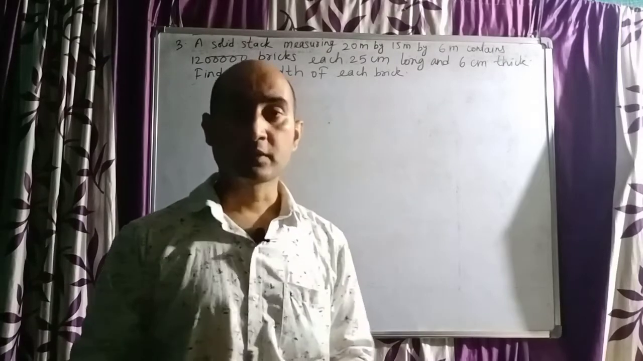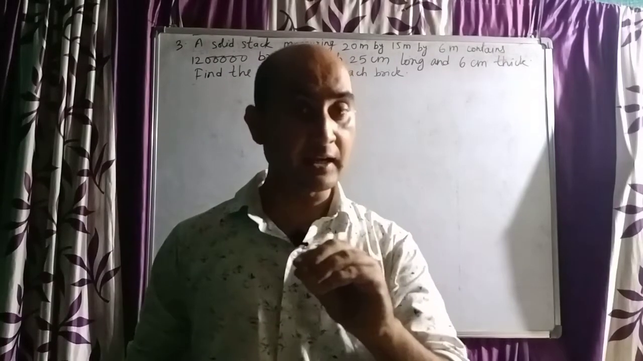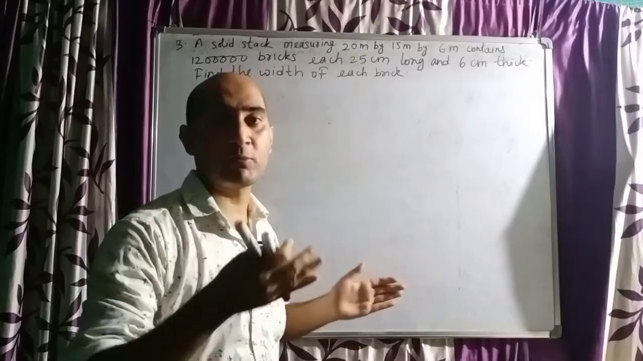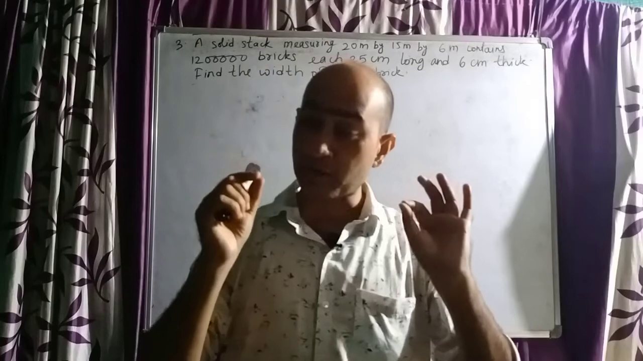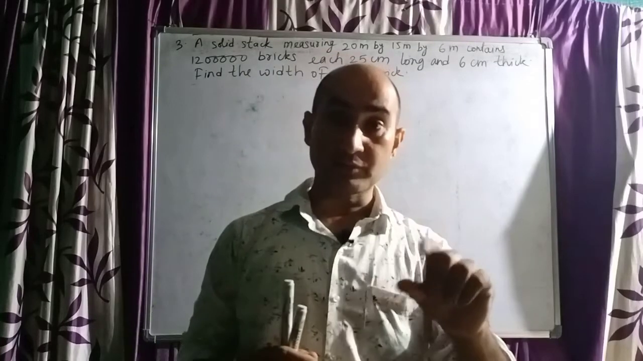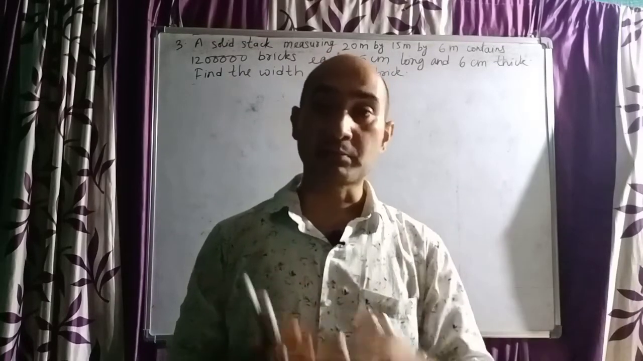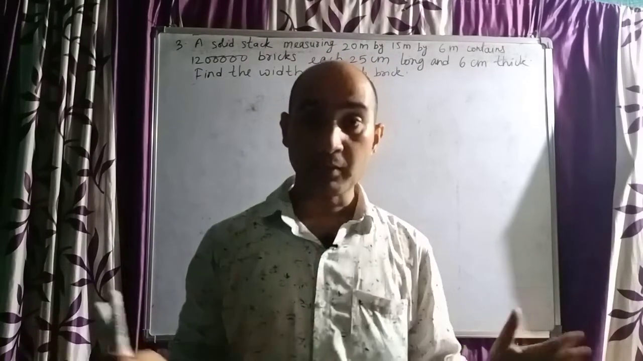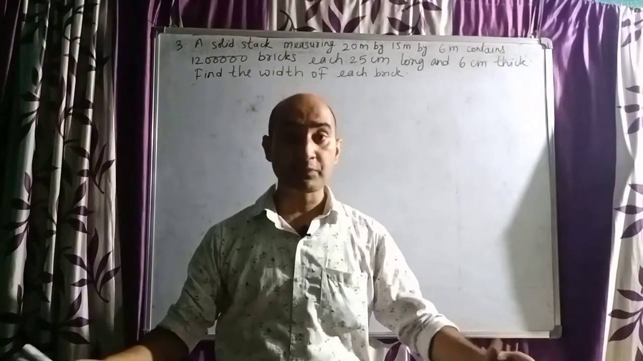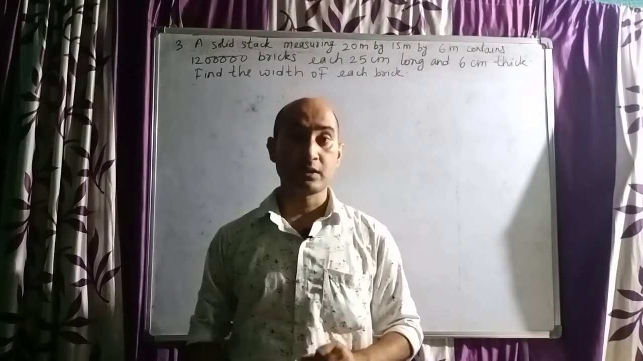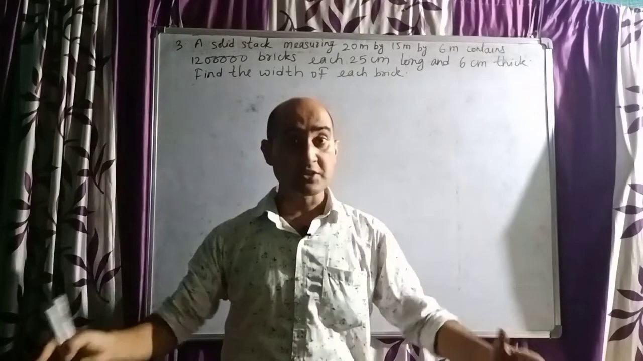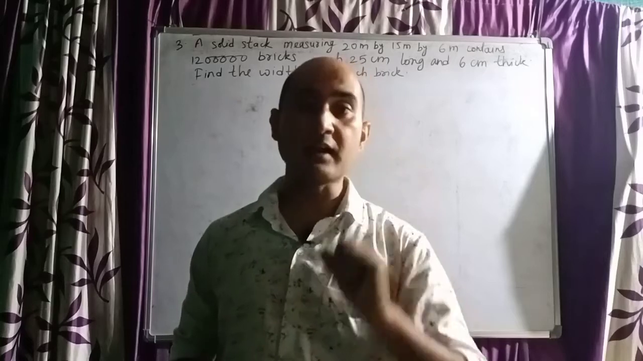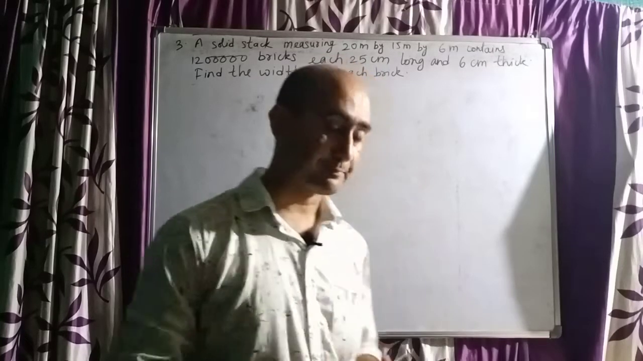So here there are 2 shapes and both are cuboid. One is the stack. The stack is made of bricks, it is also in cuboid shape, and the bricks which make the stack are also in cuboid shape. So both are cuboid shapes, but one is larger and one is smaller. The cuboid stack is huge and it is made up of bricks, and the bricks are small.